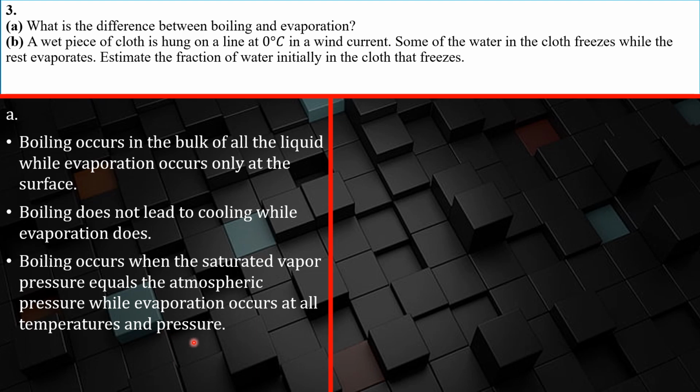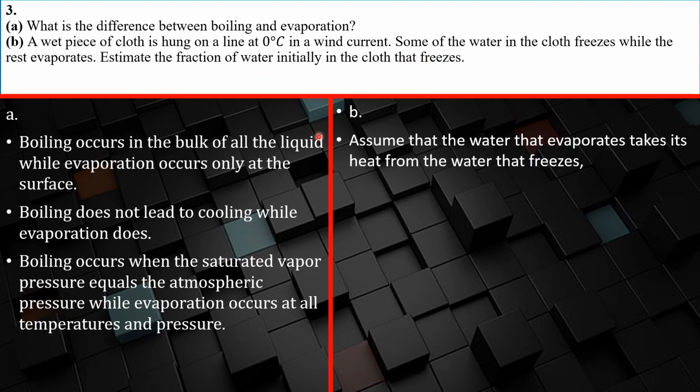So we can go ahead and look at what part B says. A wet piece of cloth is hung on a line at 0 degrees Celsius in a wind current. Some of the water in the cloth freezes while the rest evaporates. Estimate the fraction of water initially in the cloth that freezes. Not just the amount of water that freezes, but the fraction.